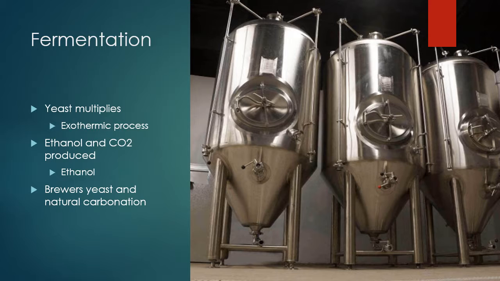Fermentation is the process of yeast multiplying in the wort and creating ethanol. It's an exothermic process, and for that reason, wort must be kept cold while it's fermenting. Now, while the yeast is consuming sugar, it produces ethanol and CO2, with ethanol being the chief product that most people are looking for. Another byproduct of the fermentation process is what's referred to as brewer's yeast, or excess fermentables, and natural carbonation of the liquid, or just excess CO2, depending on if it's being made into a beverage or not.